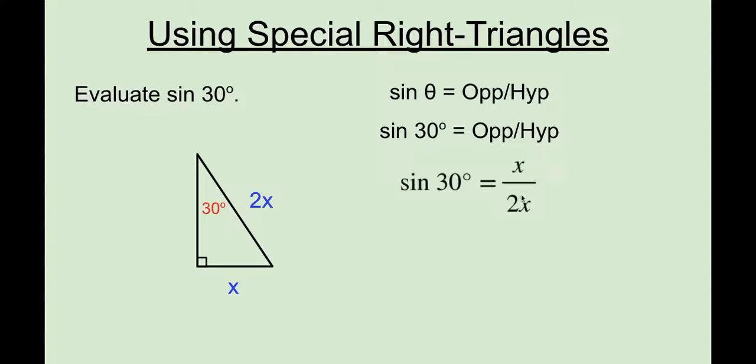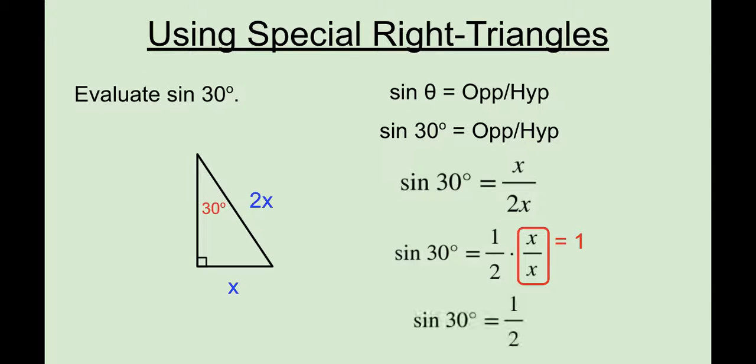So x over 2x, you can think of this as 1/2 times x over x, right? So the numbers, there's a 1 out front. 1 times x is x, 2 times x is 2x. Now this x divided by x equals 1. So that's why when you divide out these x's, it's not a blank or a 0 on top. It's a 1 because x divided by x is 1. So sine of 30 is 1/2.